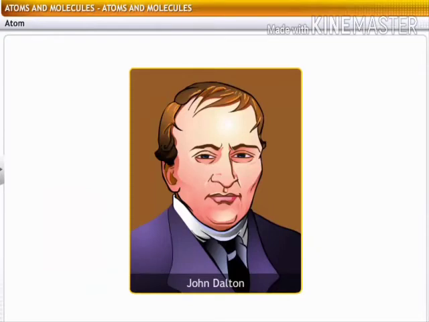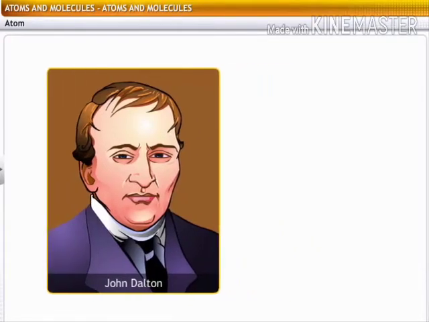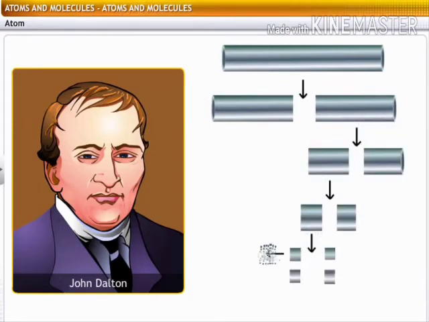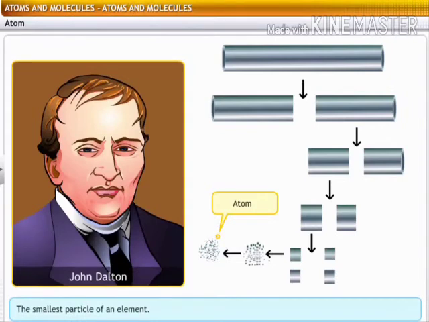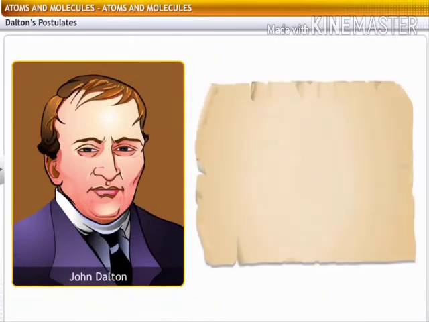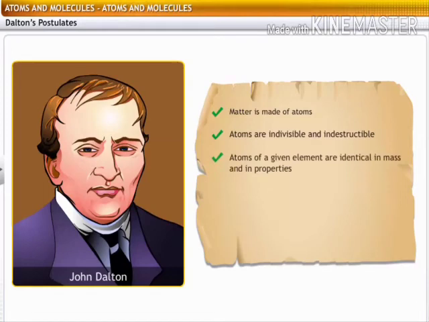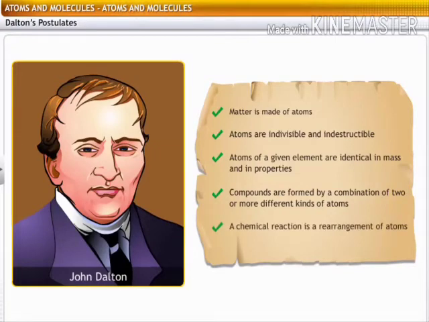After a series of experiments with various substances in different states, Dalton concluded that all matter must be composed of tiny particles which cannot be further divided. He called them atoms. So an atom can be defined as the smallest particle of an element. According to Dalton, all matter is made of atoms. Atoms are indivisible and indestructible. All atoms of a given element are identical in mass and in properties. Compounds are formed by a combination of 2 or more different kinds of atoms. And a chemical reaction is a rearrangement of atoms.